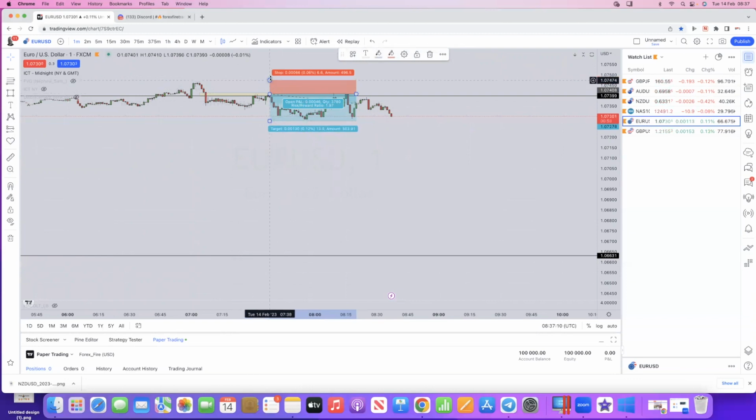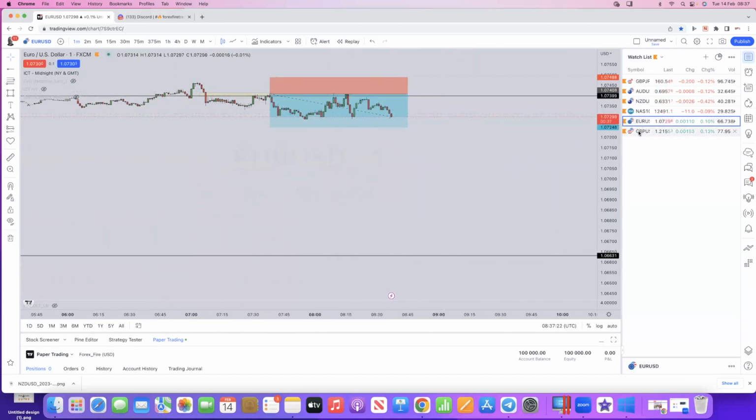Let's take a look. Pull that out of there. We'll see if that would have come in. Still, it would still be active. Little to no drawdown on that. The GBP USD.